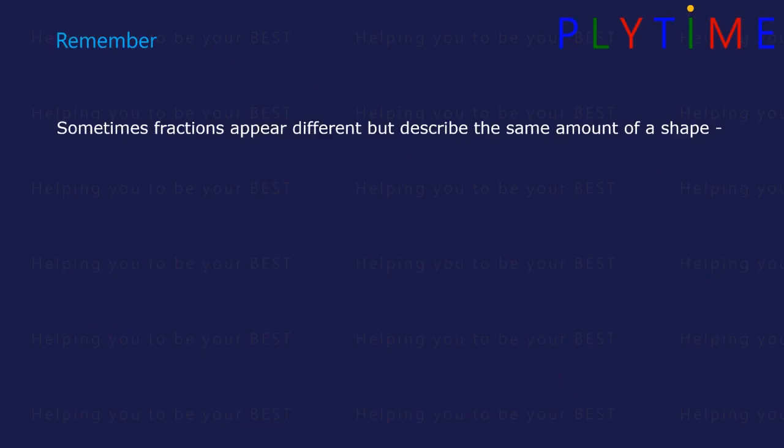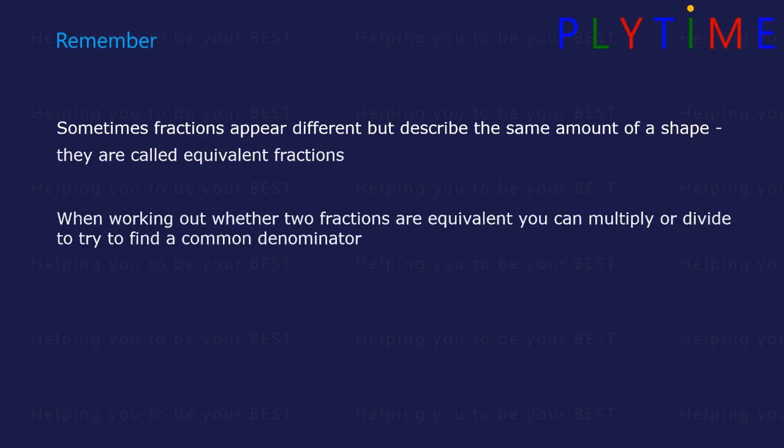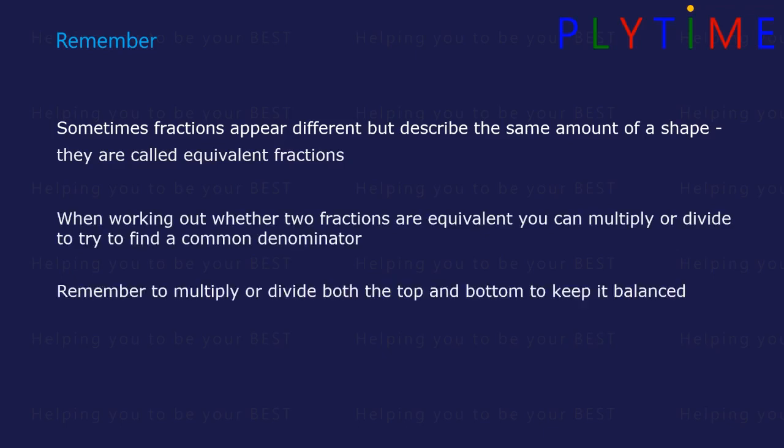Remember, sometimes fractions appear different but describe the same amount of a shape. These are called equivalent fractions. When working out whether two fractions are equivalent, you can multiply or divide to try to find a common denominator. Remember to multiply or divide both the top and the bottom by the same number to keep it balanced. And knowing your times tables really helps simplify fractions.